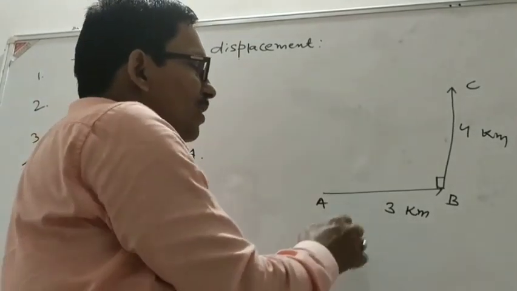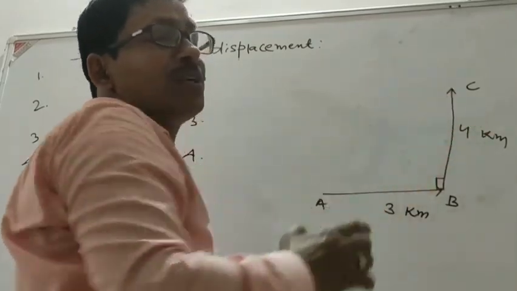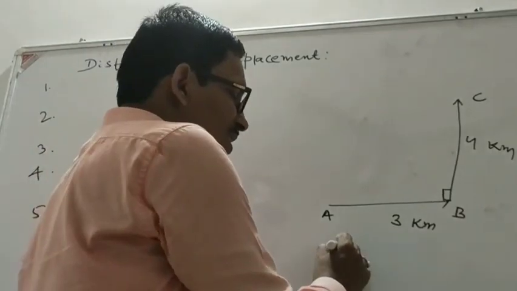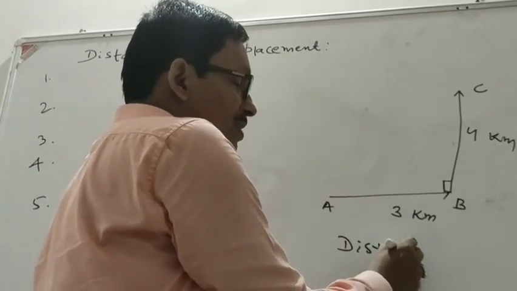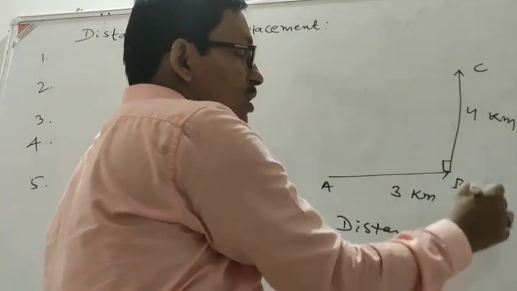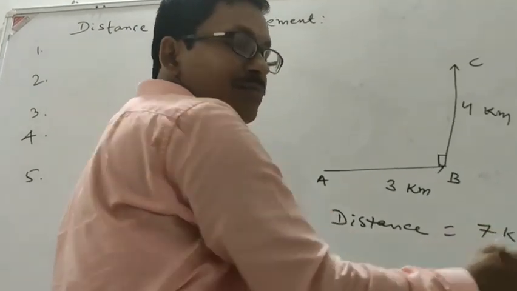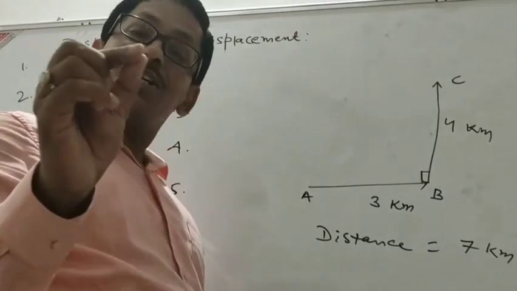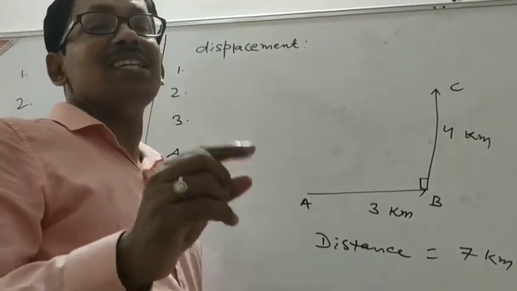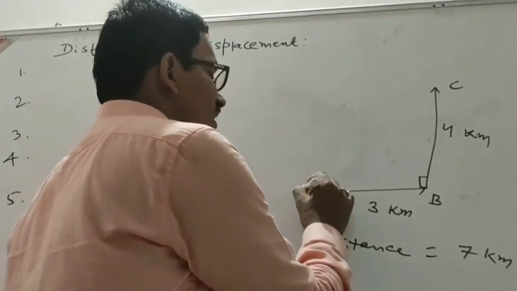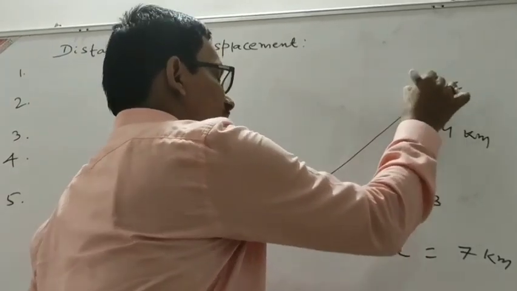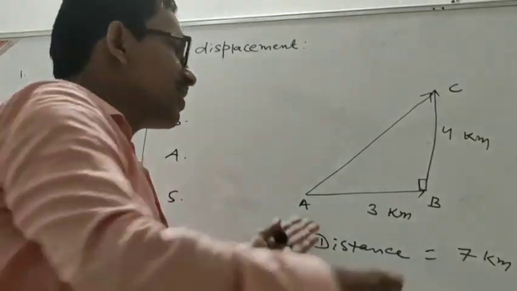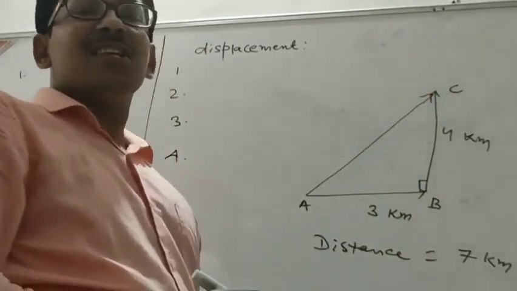Now, distance covered, here 3 km, here 4 km. You know distance covered is the length of actual path. So, the distance covered is equal to 3 plus 4, that is 7 km. But what about the displacement? Displacement is the shortest distance between initial and final position. Just you join A to C. Now you have got a right angle triangle. AC is the displacement.